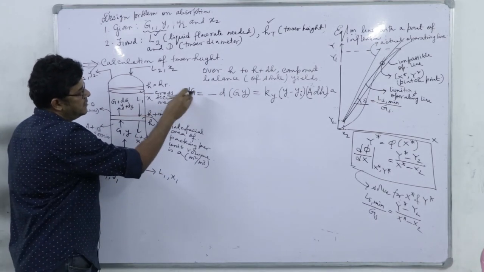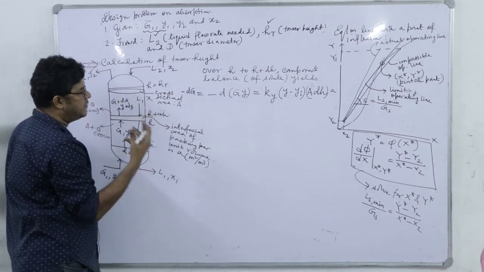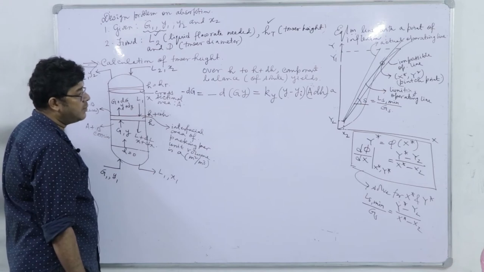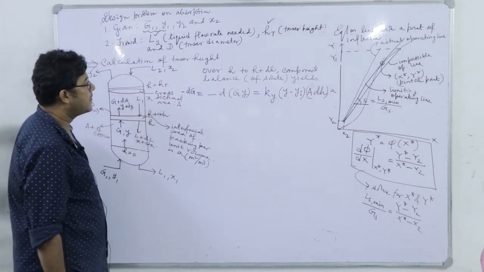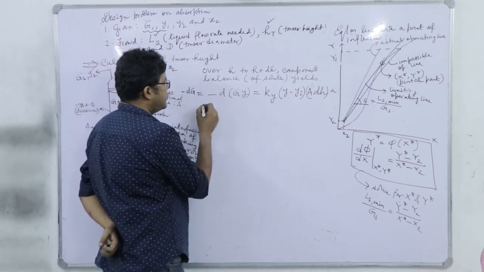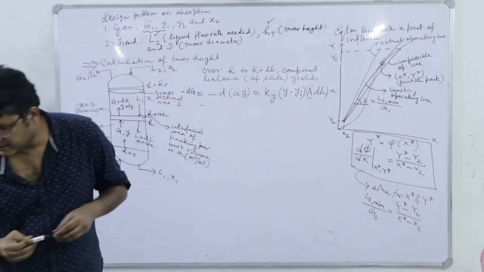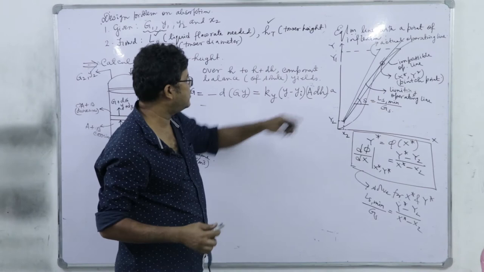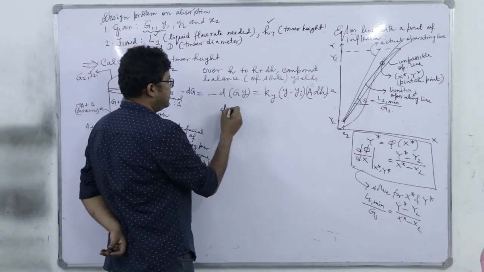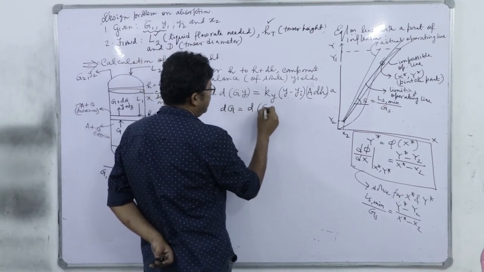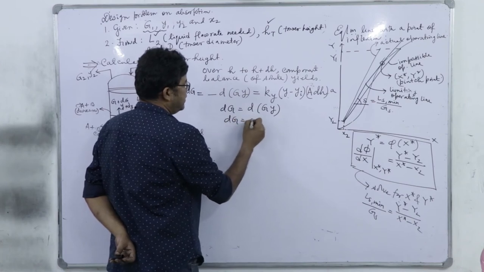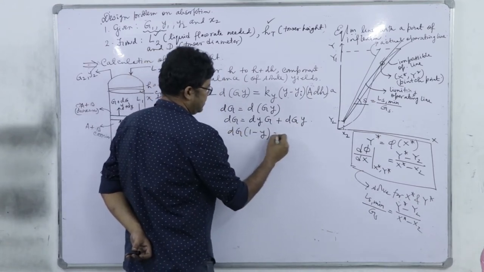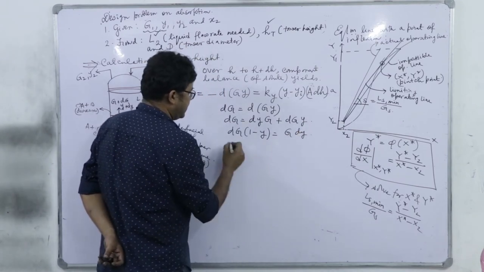So that represents the positive amount of depletion in the main gas flow rate, the total gas flow rate. And this represents the depletion in the amount of the solute. So they must be the same, because only solute is being abstracted from the gas phase. Okay. So minus dG is also equal to Ky into (y minus yi) into a dh, right. So here you see dG is equal to d of Gy. So dG is equal to dy into G plus dG into y. So dG (1 minus y) is equal to G into dy, right.